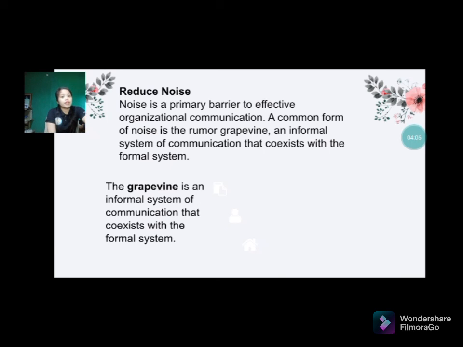Reduce noise. Noise is a primary barrier to effective organizational communication. A common form of noise is the rumor grapevine, an informal system of communication that coexists with the formal system. So when we talk about reducing noise, when we translate a message or communicate with other people, we must make sure that the noise is low so that you can understand each other.